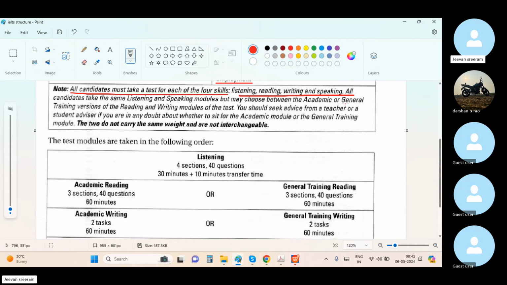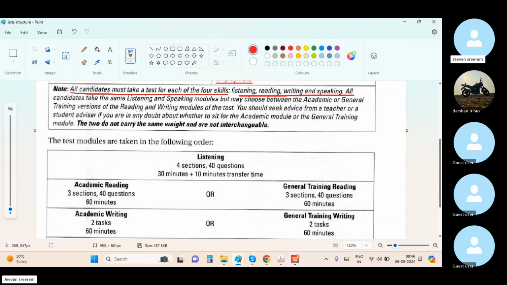But the strategies are the same. It is the understanding ability that the test makers want to check. So for reading, just go as if you are an academic student. If you are a general training student, try to practice more and more academic passages along with your general training passages. If you are working on more difficult passages, they're definitely helpful to handle your general training passages, which are a bit easier, right?